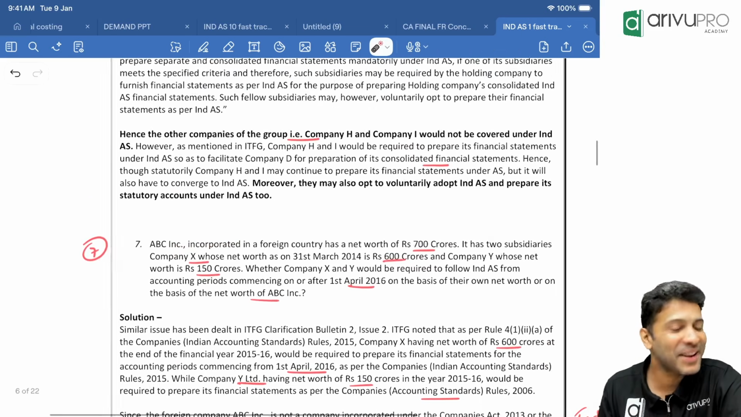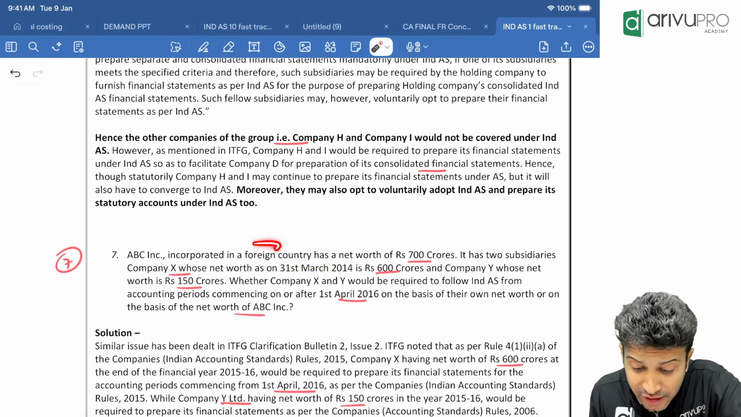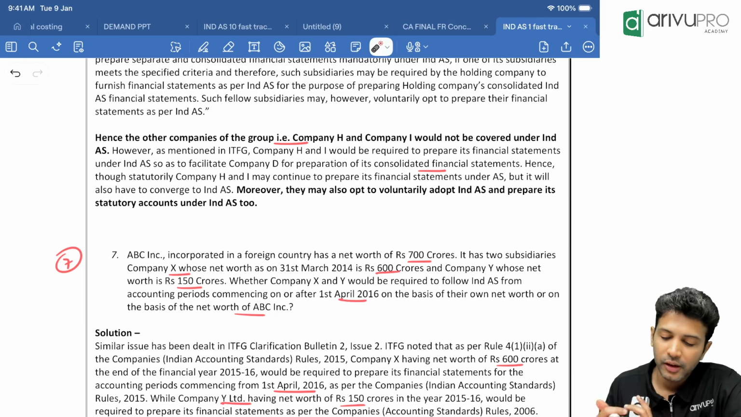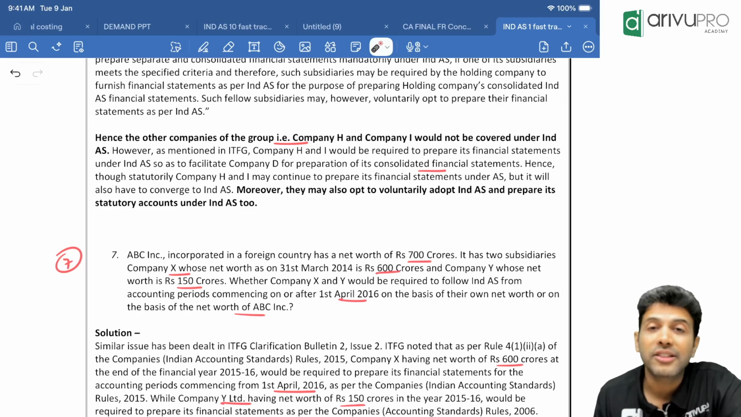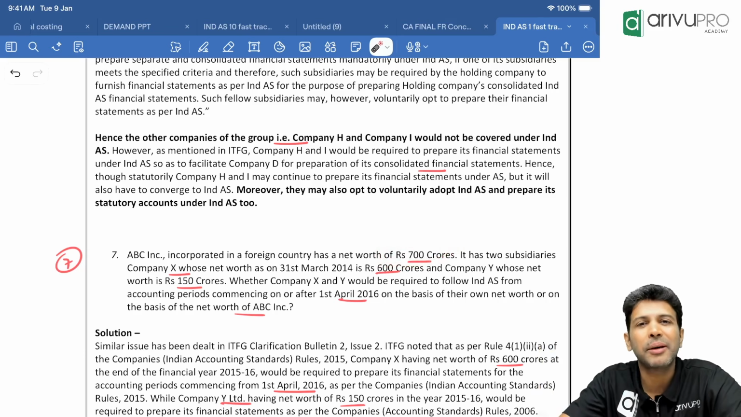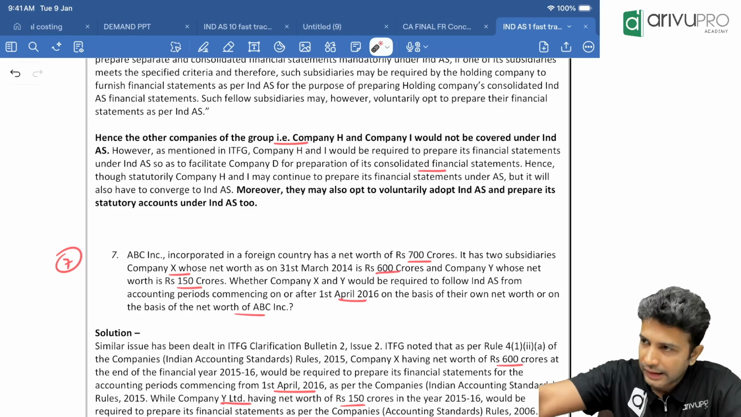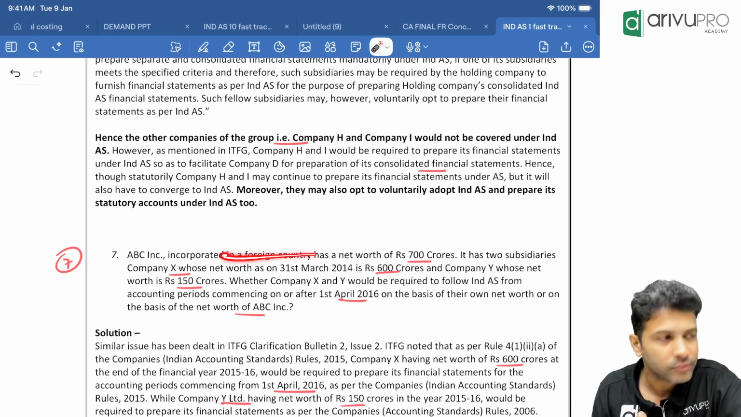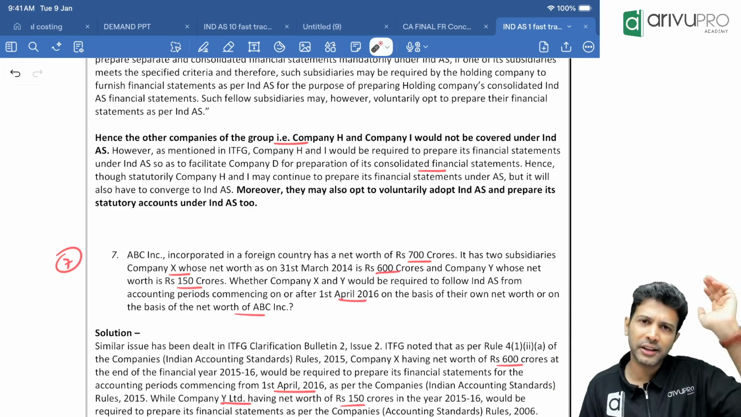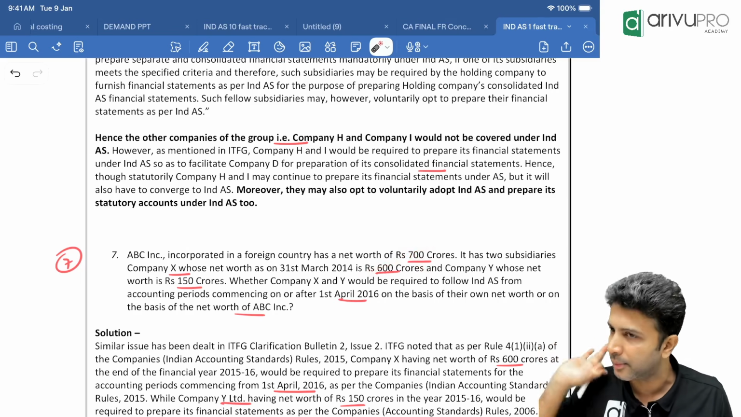Okay, ABC Incorporated in a foreign country. ABC Incorporated in a foreign country. Underline it. So it's not an Indian based company. It's a foreign company whose net worth is 700 crores. Stop there only. Ind AS is only applicable for Indian registered companies. This is a foreign registered company. A foreign registered company's net worth may be positive, negative, 1,000 crore, 1 crore, it doesn't really matter. Ind AS is not applicable for them.